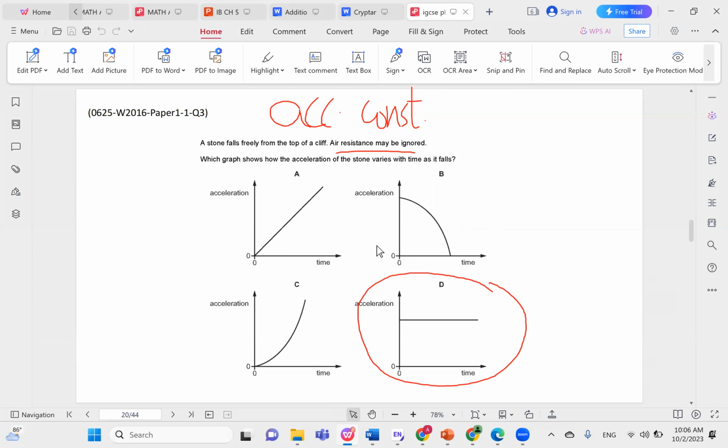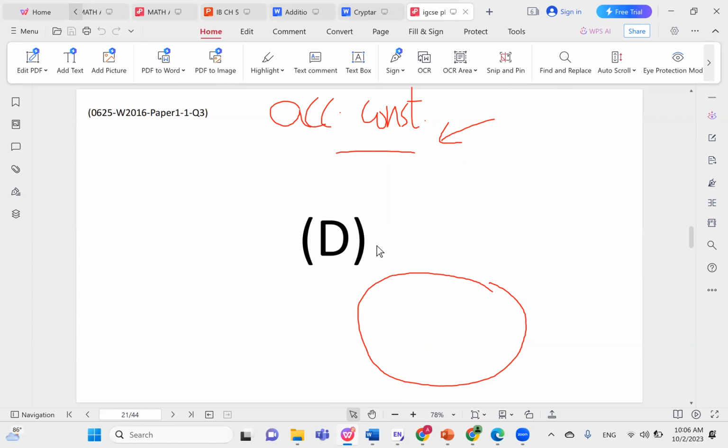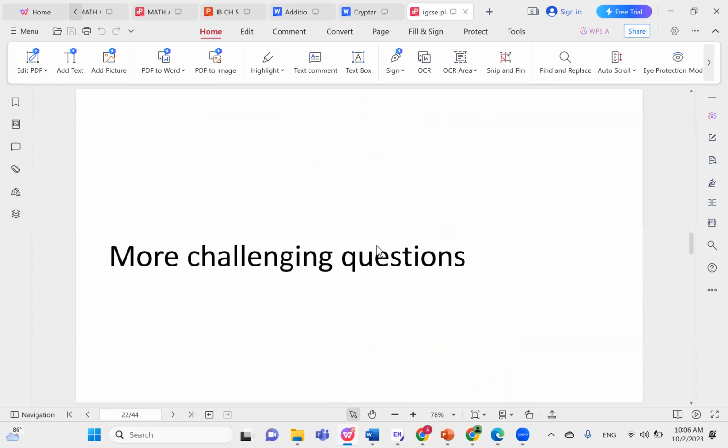This is also a tricky question because it gives you all these complicated graphs and you are inclined to investigate them, even though all you had to do is just focus and take care that air resistance may be ignored, and therefore the acceleration here is constant, does not change. So the correct choice here is D. Now, these were all basic questions with the purpose of testing one concept, that if you ignore air resistance, acceleration is constant. These following questions are a bit more challenging, but they're pretty much testing the same concept.